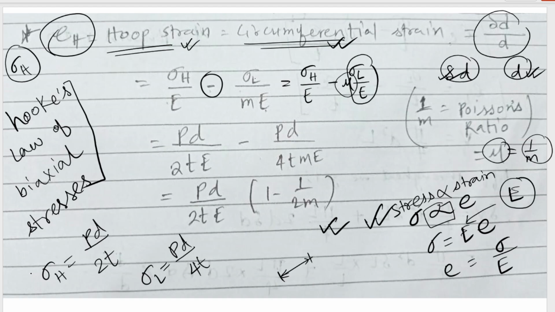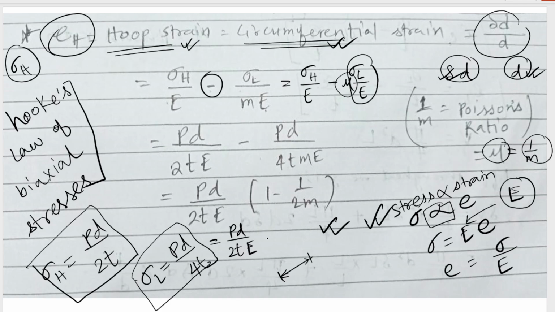After that, you know that sigma H equals PD over 2T, and I have derived this equation, as well as sigma L equal to PD by 4T, in the previous two videos. You can check it out from there. This is the value, and I have just substituted it to get this equation. Here you can write it like this as well: PD divided by 2TE, times 1 minus 1 by 2m. So 1 by m will become mu, and you will be left with mu by 2. You can replace it like this if you wish.